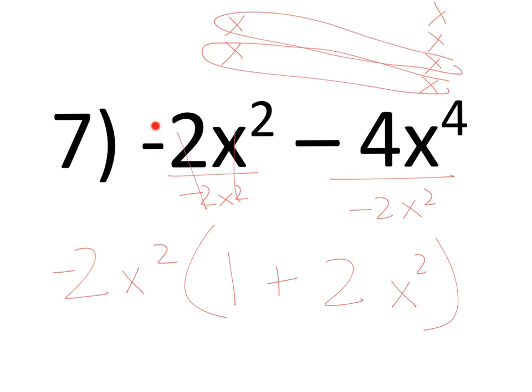So again, on this one, if you've got negatives across the board, go ahead and pull a negative out. Okay, all right, that concludes 8-2 notes.